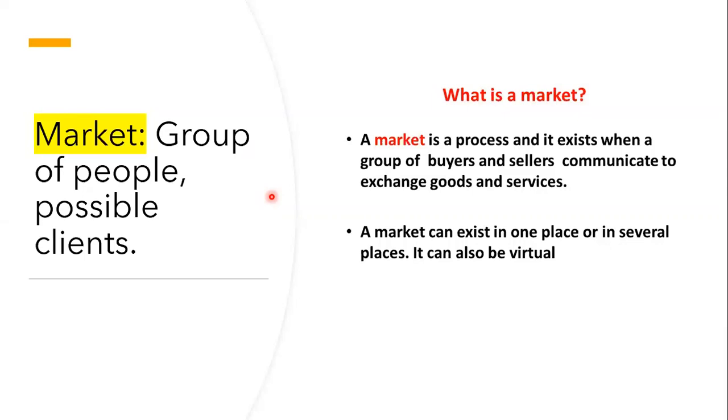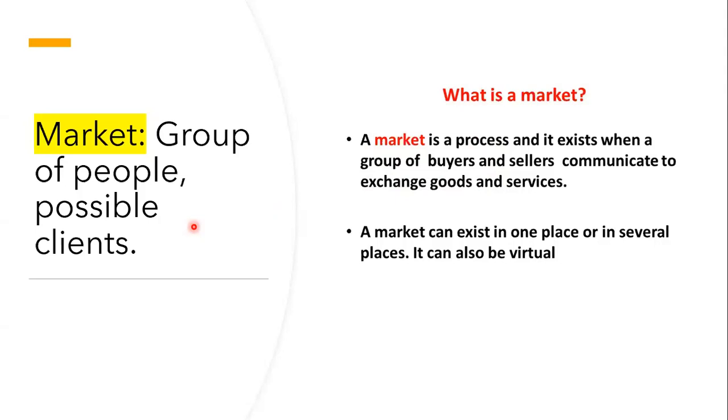It means if I want to sell a product, I have to know my market. It means my group of people, possible clients, so I can sell my product. I cannot sell the same product to all markets because all markets or all groups of people are different. Very important that. And that group of people, we call them buyers if we already have business with them, or they can be possible clients.